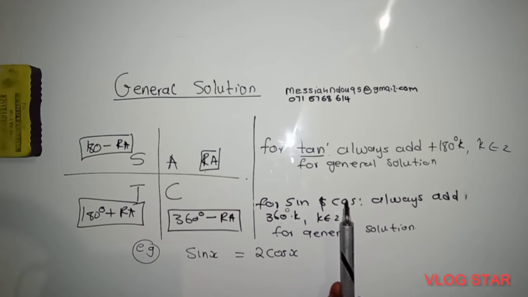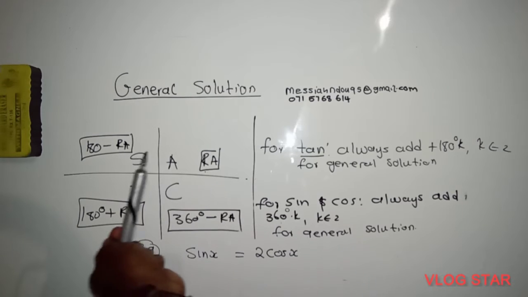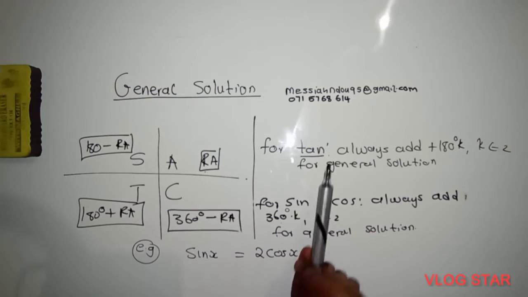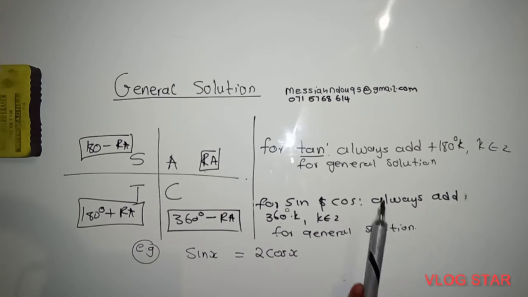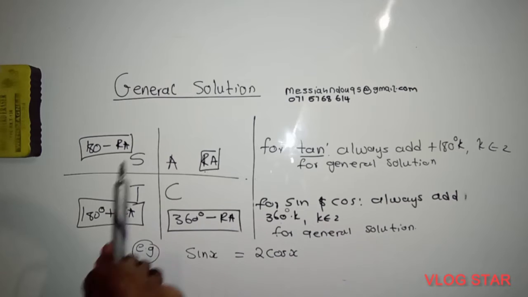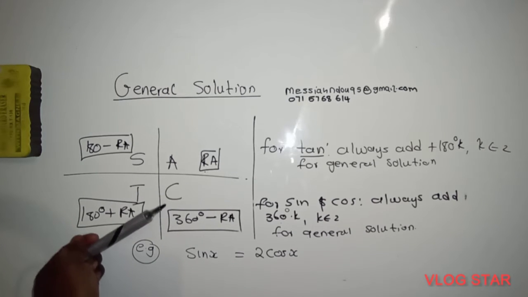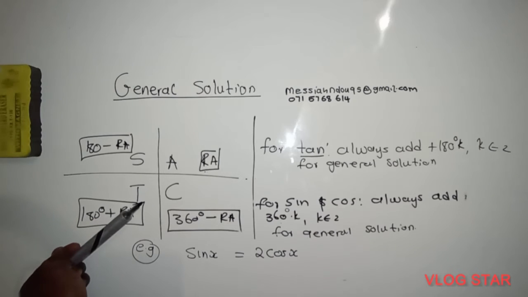If we're dealing with the sine or the cos, we always add our reference angle to 360.k(z) for the general solution. Depending on the Cartesian plane here, for tan you always add 180 degrees .k(z) for the general solution. It also depends on where the tan is positive or negative in this Cartesian plane, and we are also directed by the question. So have a look at this question: solve the general solution for sine x equals 2 cos of x.